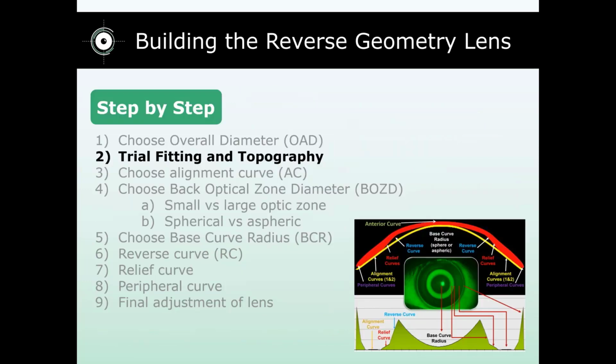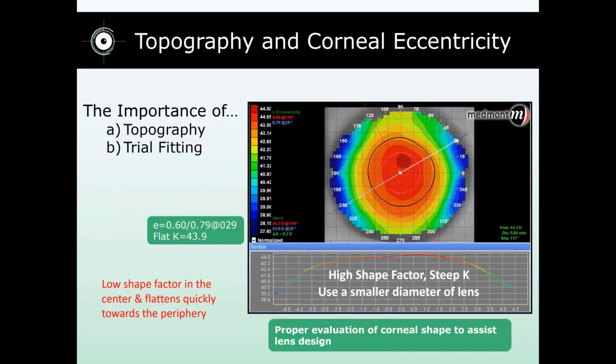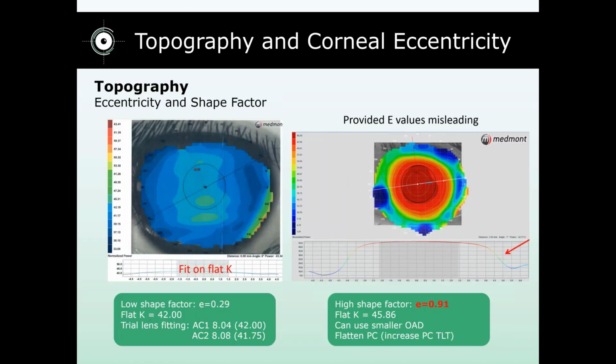The next one is understanding the topographer and trial fitting. It's very important to understand the topographer, and sometimes you cannot trust the E value it provides. In this case, they have a low shape factor in the center, but a high E value towards the periphery. So proper evaluation of corneal shape to assist lens design is very important. When you look at this picture on the right side, you have a very low shape factor.